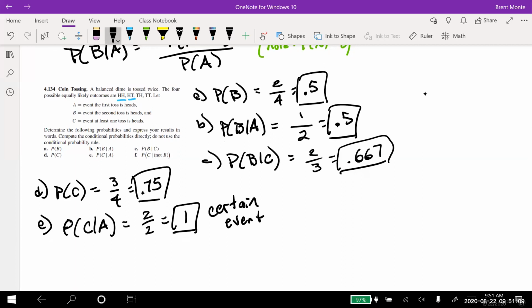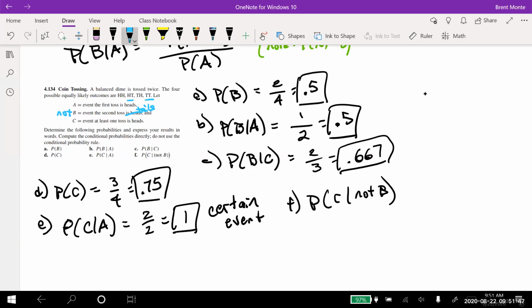That'll be our last one. I'll just put it over here so we don't have to scroll anymore. Probability of C if B did not happen. All right, so let's see. B says the second toss is a heads. If B doesn't happen, not B would be the second toss is not heads, or it has to be tails. So for not B, the second toss is the tails. Well, second toss is the tails, so it's one of those two.